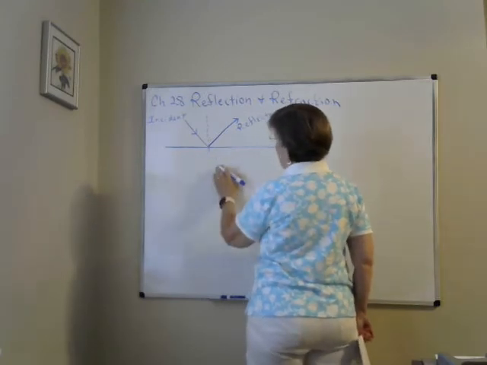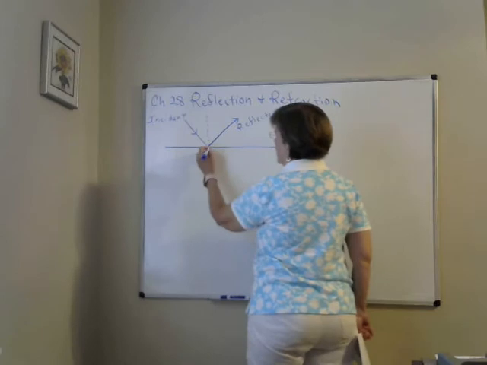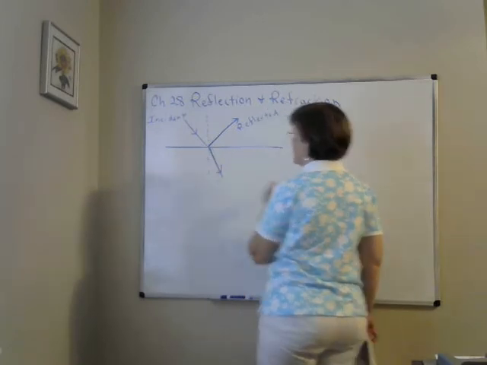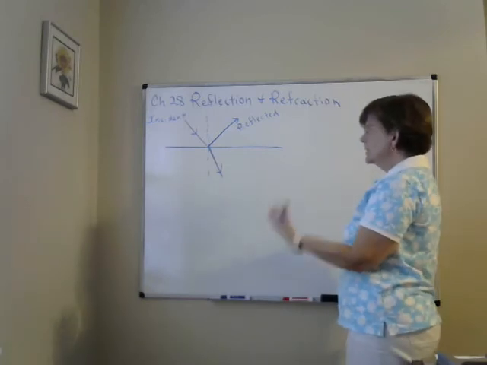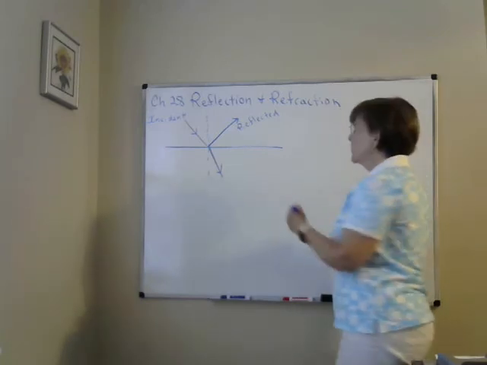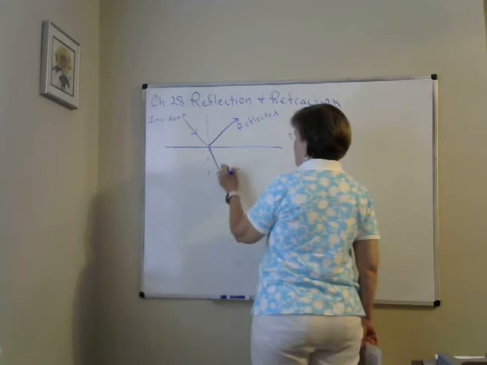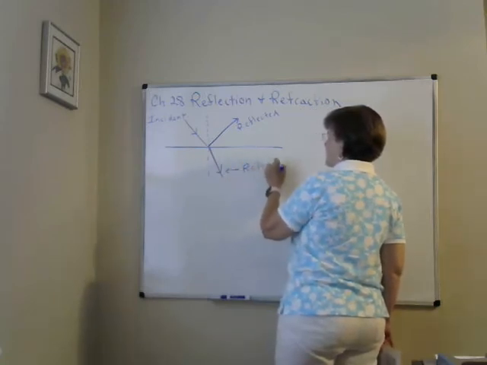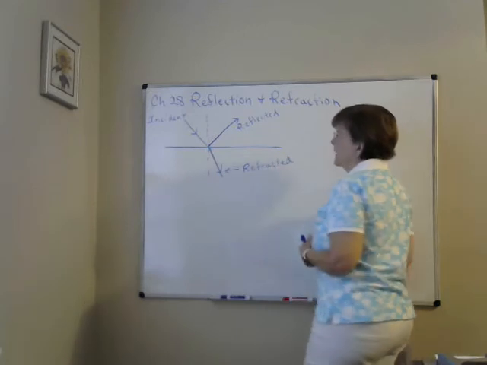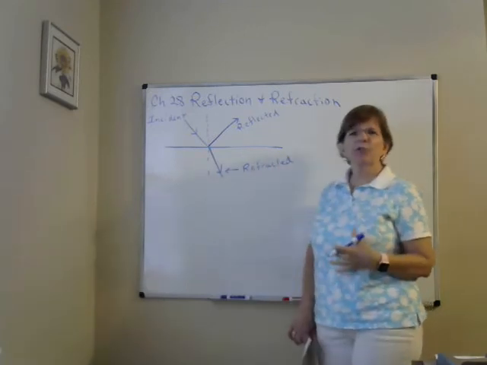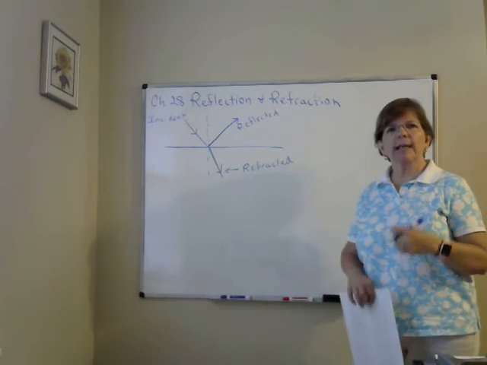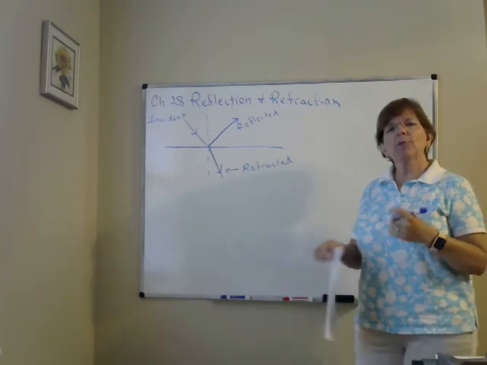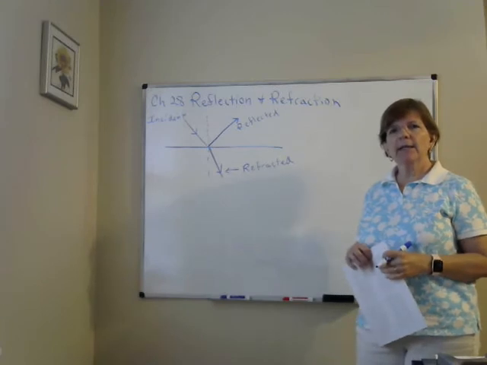Let me make that a little more obvious. It often appears to be bent. When it enters a transparent medium, we say it's been refracted. And the third possibility, which is harder to draw, is that the light energy can actually be absorbed. Generally, some combination of these happen.